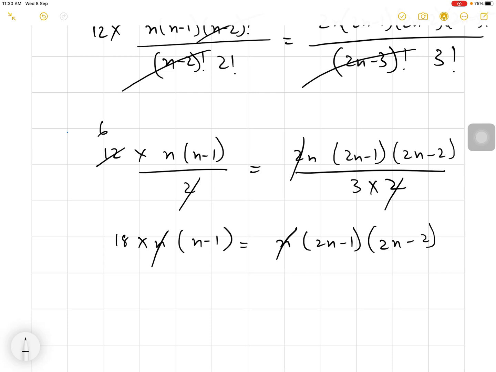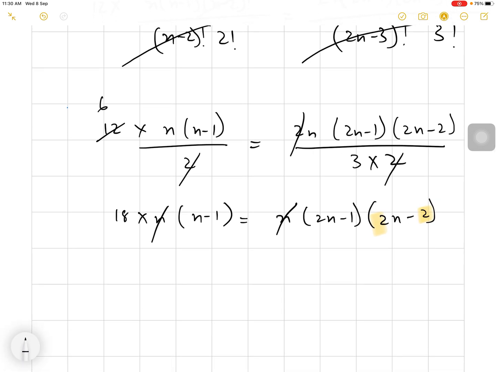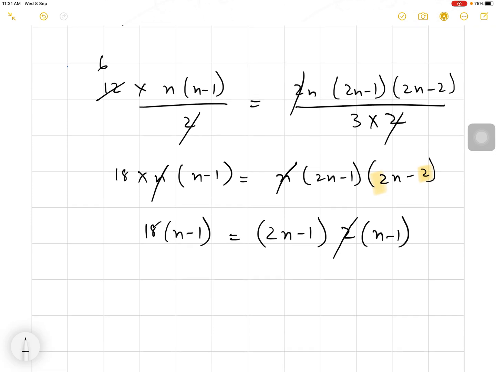What else I can do? I can bring 2 out. In this bracket 2 is common, so here I can take 2 out. Let's see what happens. Now what is remaining? 18 into (n minus 1) is equal to (2n minus 1), I'll write it as it is. From the next bracket, the common 2 I'll take out, so (n minus 1) is remaining. Now 2 nines are 18, so 2 and 18 I can cancel, leaving 9. So now what is remaining?